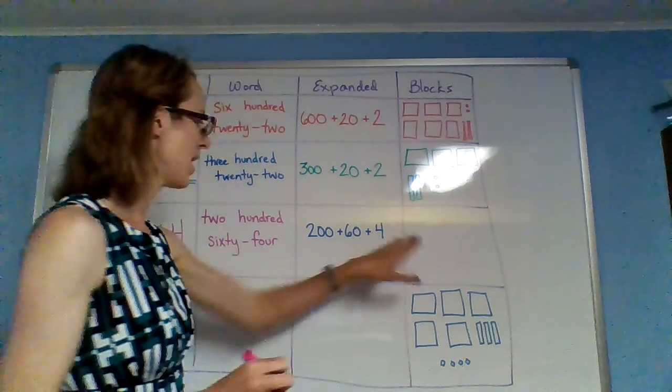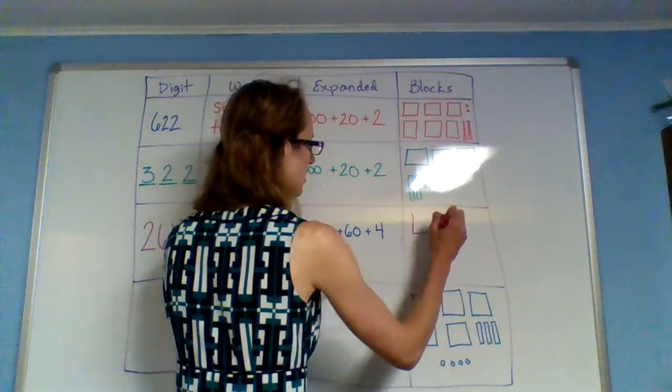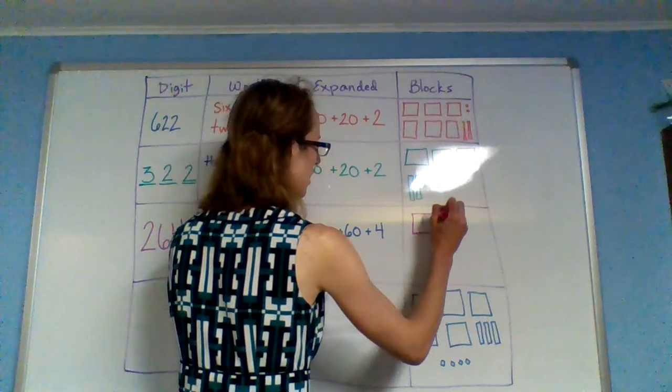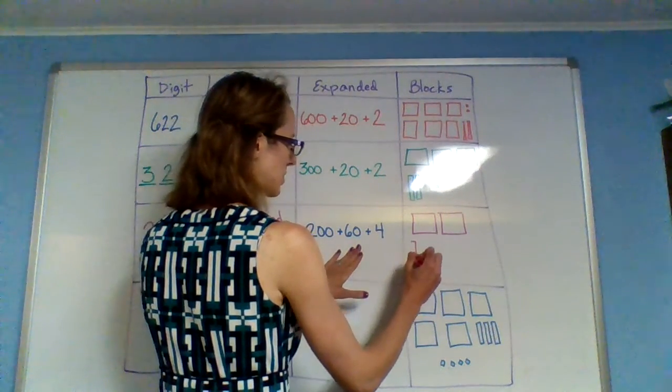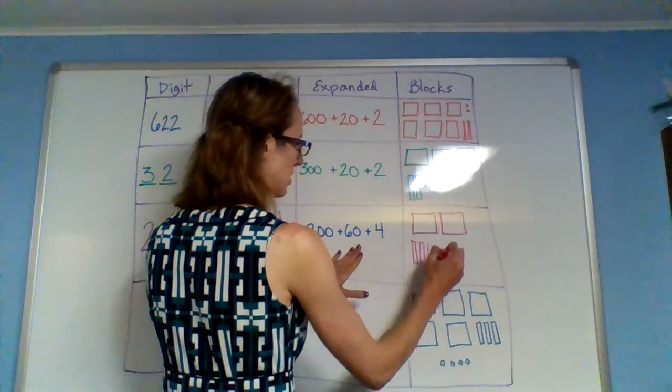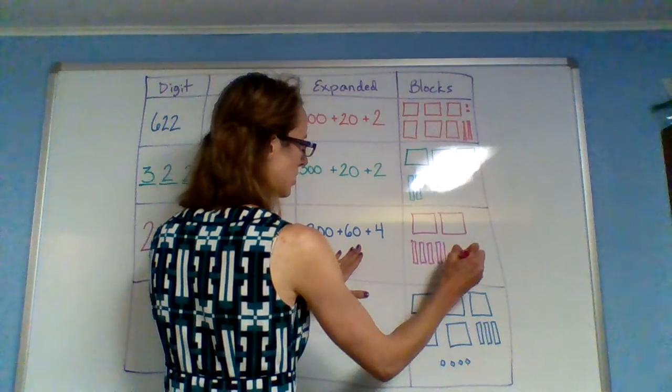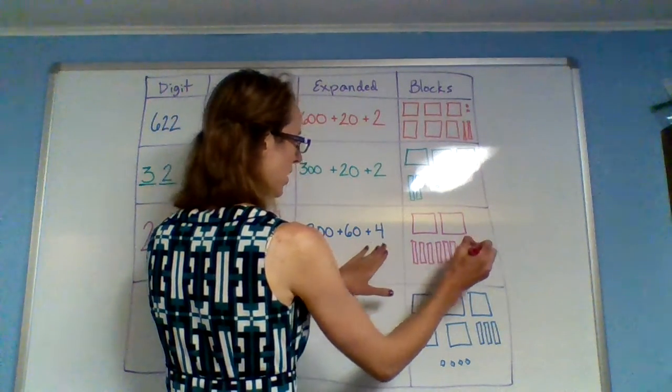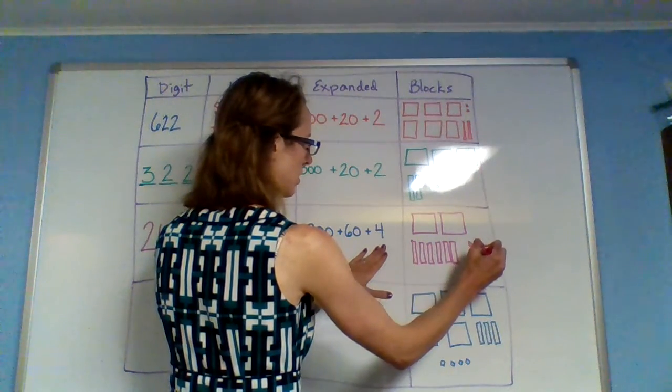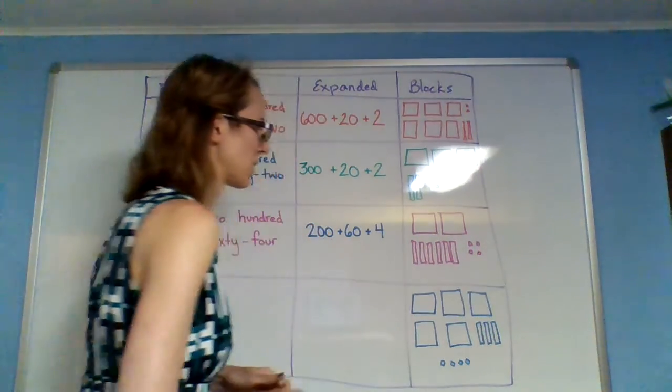Moving across to my blocks, 200 is going to look like 2 flats. 60 is going to be 6 sticks. And 4 is 4 little cubes.